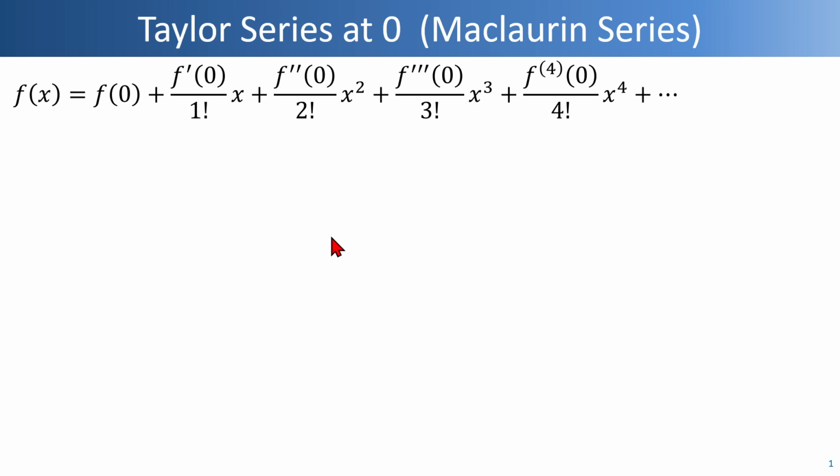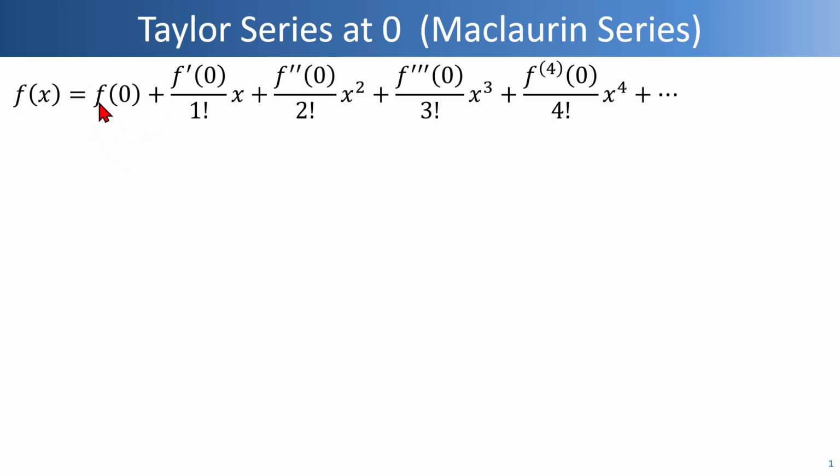In this video, we're going to look at how to use Taylor series and Taylor polynomials to do approximations and to represent functions. So we're going to start by looking at a Taylor series centered at 0. This is also called the Maclaurin series. This is the formula for a Taylor series centered at 0.